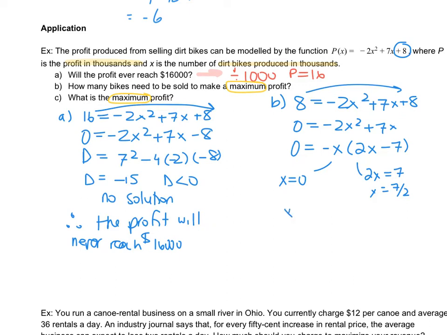And now I'm going to average it, which really just means I'm going to take the 7 over 2 and divide it by 2. So I'm going to write it like this, but instead of dividing by 2 over 1, it really means I'm multiplying by the reciprocal. So 7 over 4 is my XV, or my axis of symmetry. And now that answers question B, how many bikes need to be sold? So I will actually turn this into its decimal. So 7 over 4 is 1.75.